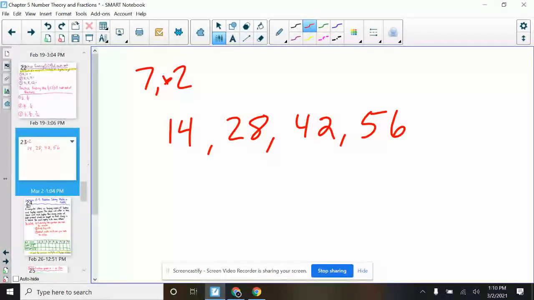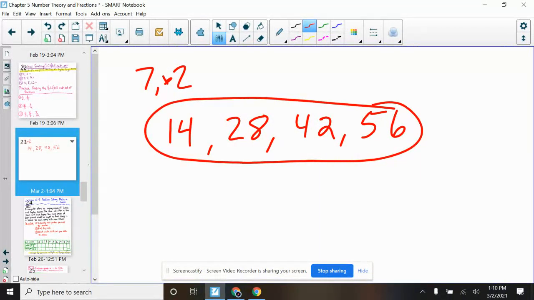Okay? So for question number 7, this right here is the answer that I was searching for. Those should be the first 4 numbers.